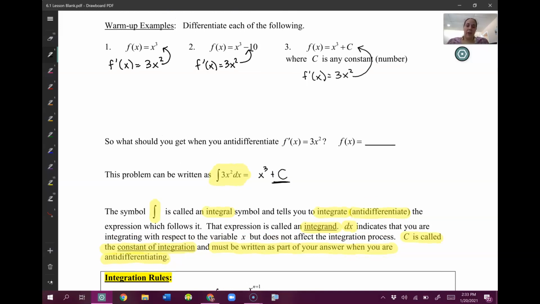In the next video, hopefully you understand integrals now. In the next video, we're going to go over our first integral rules. Just like you had derivative rules that you memorized, now we have integral rules that you'll memorize.